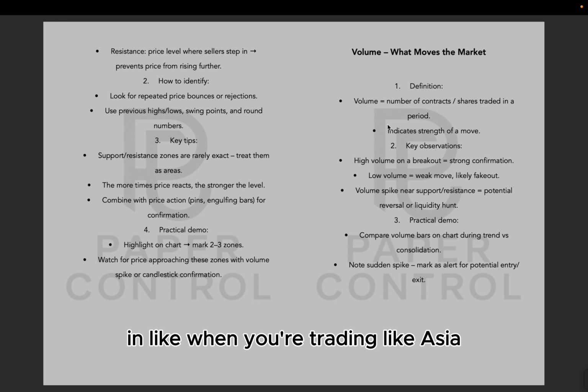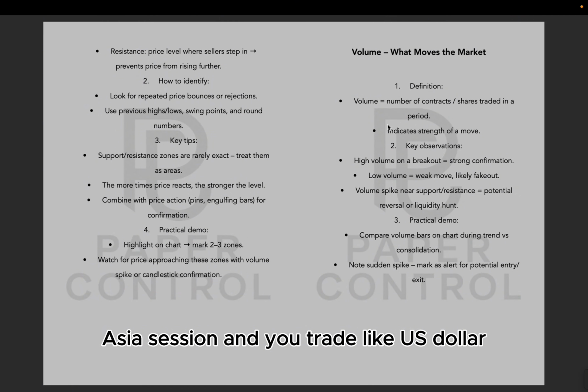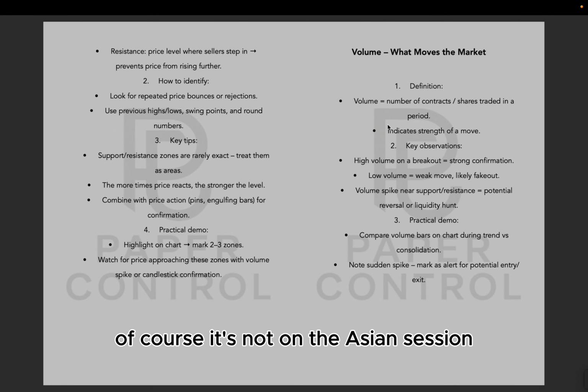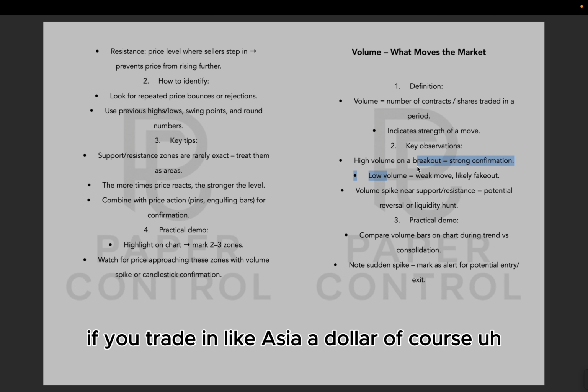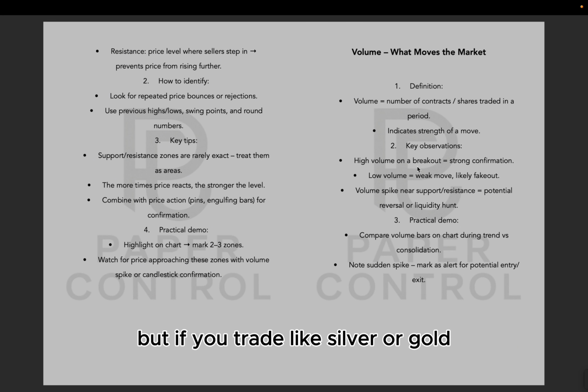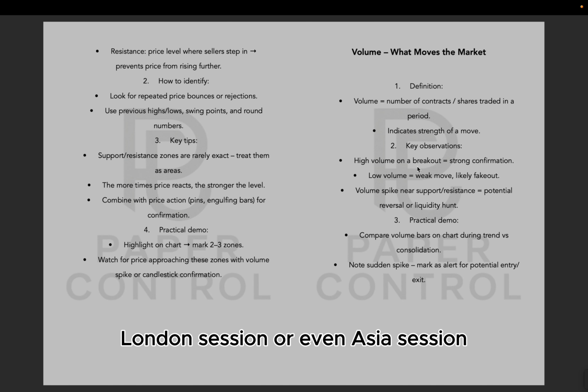For example, when you're trading the US dollar during the Asia session, of course it's not traded mainly in the Asian session. It trades on the New York session, so you have low volume. If you trade the Asian dollar, of course, it's different. But if you trade silver or gold, volume will be bigger at the London session or even the Asia session. So yeah, I hope you get it.